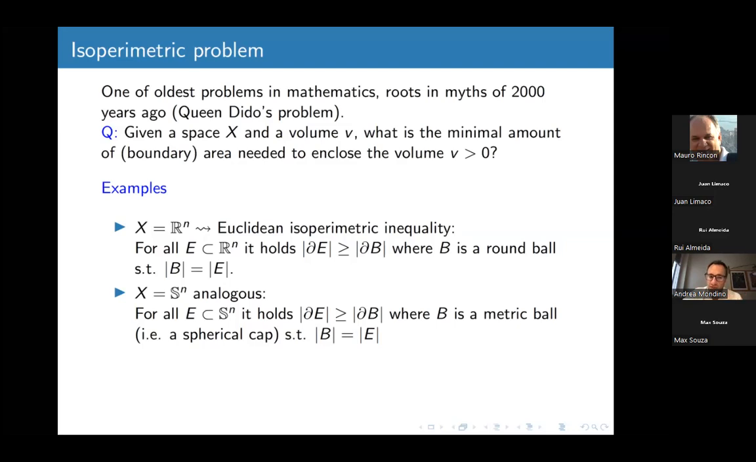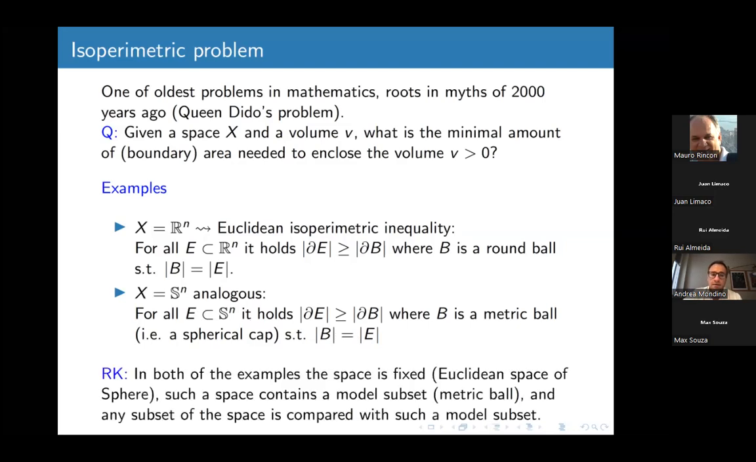And if your ambient space is the sphere, say the sphere S^n, then you have an analogous statement, which is that given any Borel set E in the sphere, say with finite perimeter, then the perimeter of E is bounded from below by the perimeter of a metric ball, which in the sphere is a spherical cap, having the same volume as the set E.